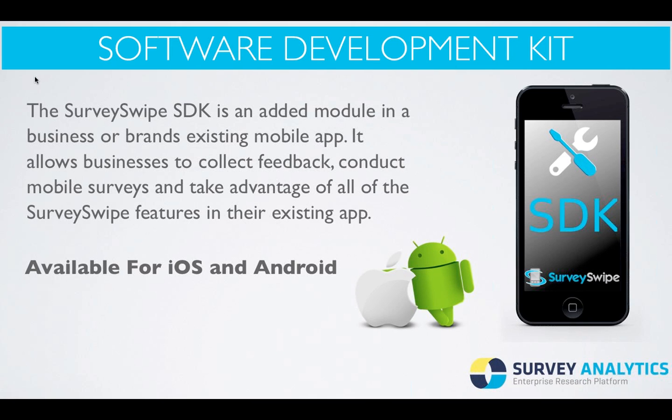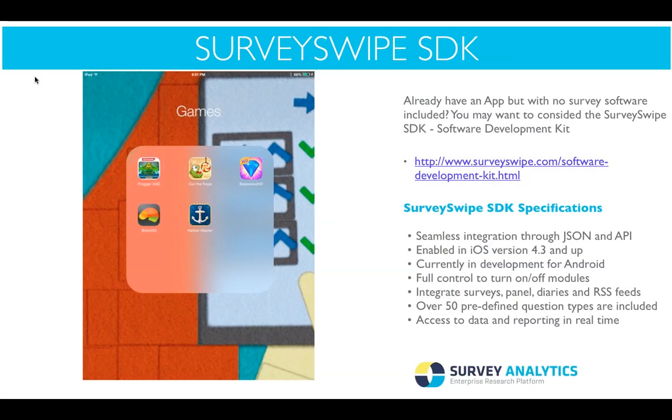The way that I like to think about this is if you already have an app but with no survey software included, you're not going to spend the time to create survey software because that's not really your business. That's our business. And so what we can do is plug that in with your tool. And with the SurveySwipe SDK specifications, you'll see a seamless integration with JSON and API. It's enabled in iOS versions 4.3 and up. And we also have it in development for Android as well.